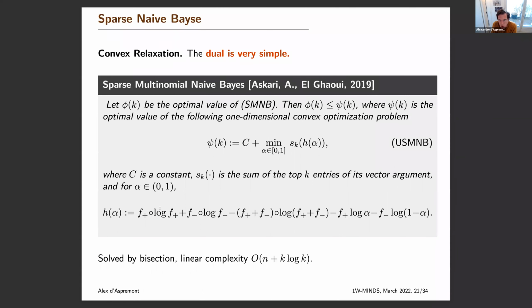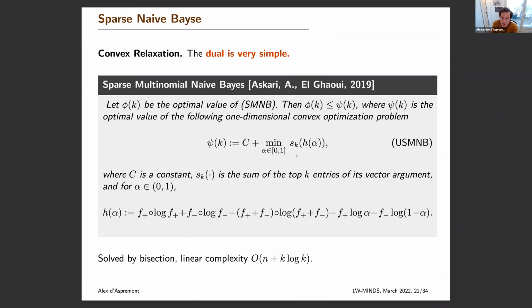It's a one-dimensional convex optimization problem in the variable alpha between 0 and 1, right? So what you're doing is minimizing the sum of the k largest coefficients of a vector h of alpha, which is produced using the positive and the negative feature vectors. So this is just a function of the single variable alpha. And overall, then, the optimization problem you get for the dual is this one-dimensional convex problem. And this is something, thankfully, we can solve very efficiently.